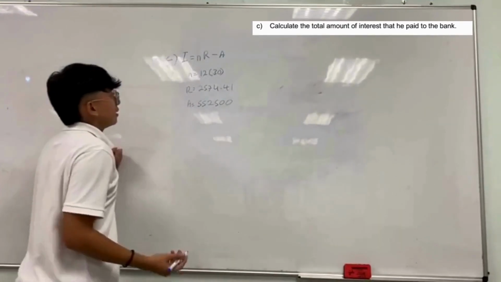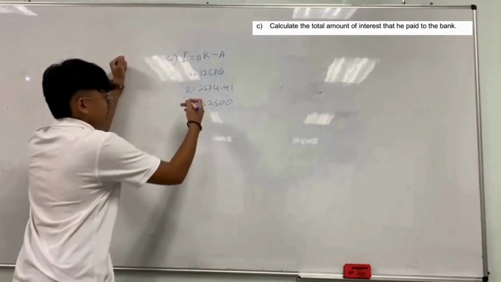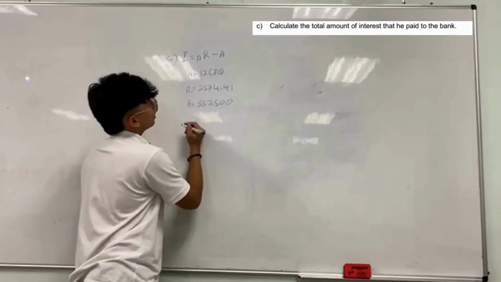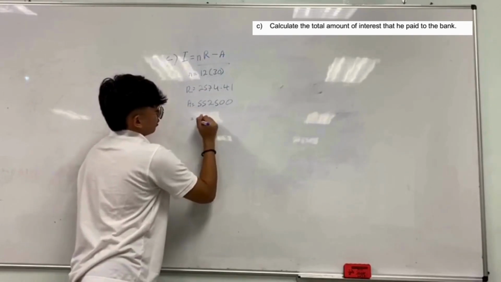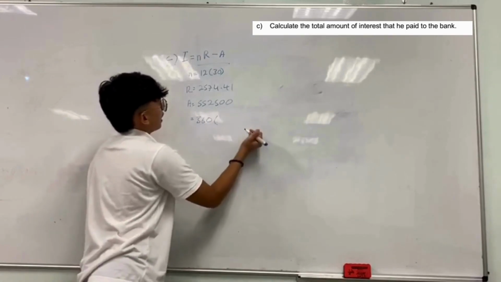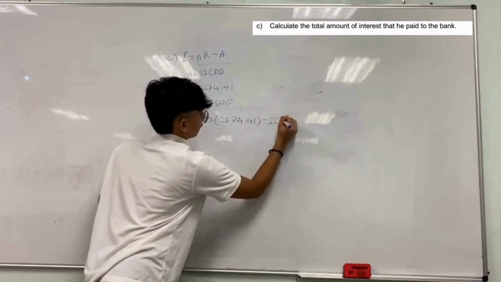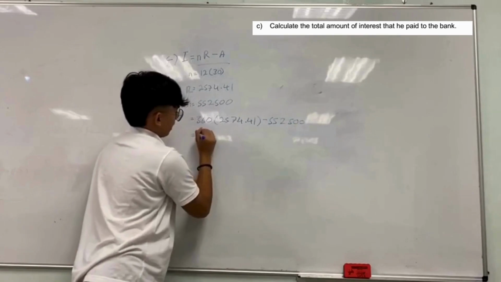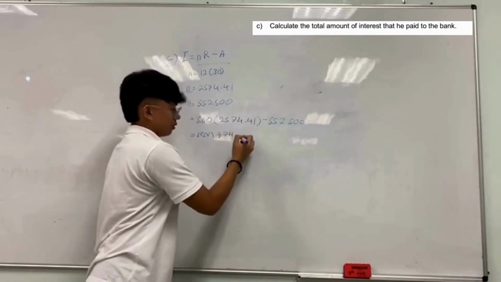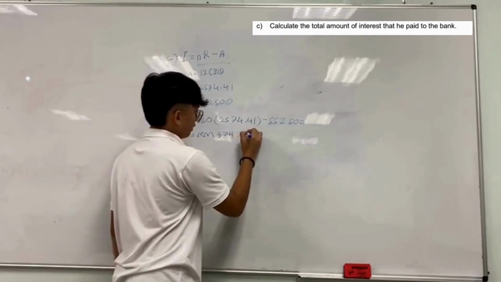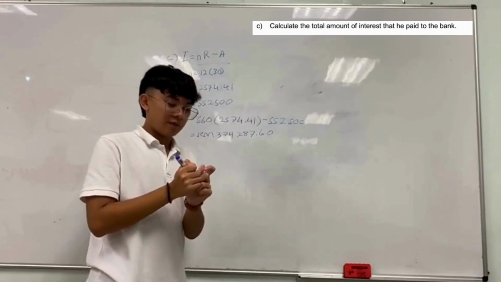For question C, we got the information from the previous question, which is B. We substitute it into the formula. So we get 360 times 2,574.41 minus 552,500. Then we get the answer RM 374,287.60. This is the amount of interest compounded over 30 years.